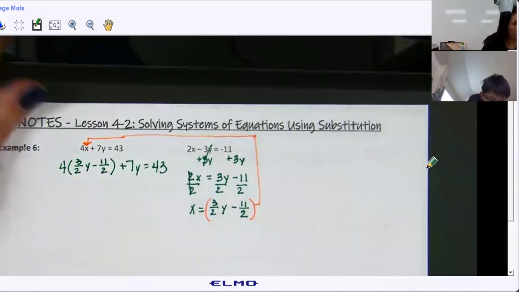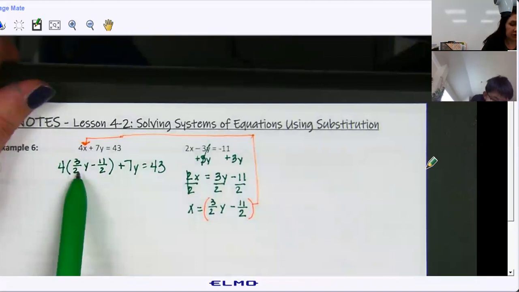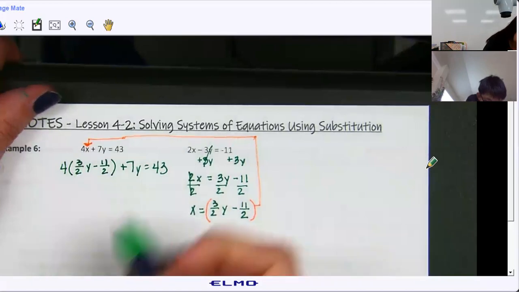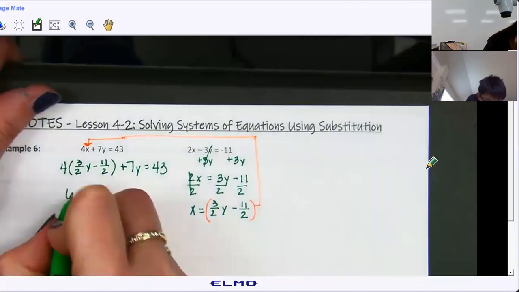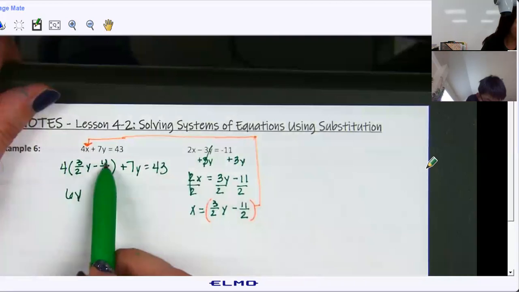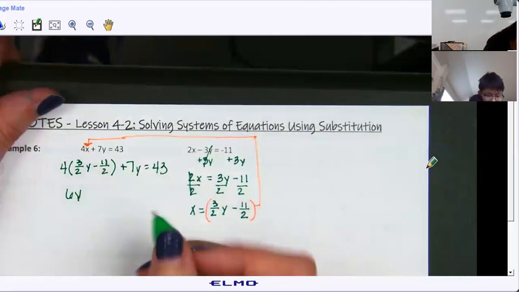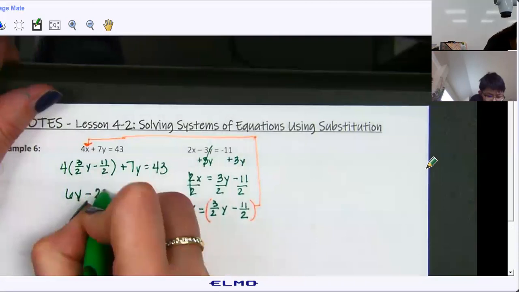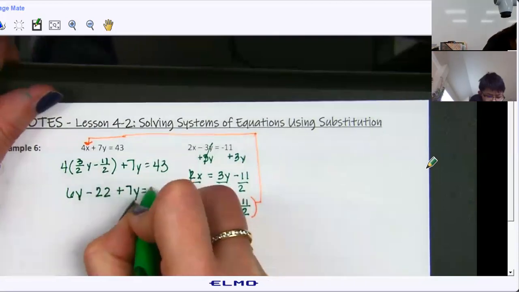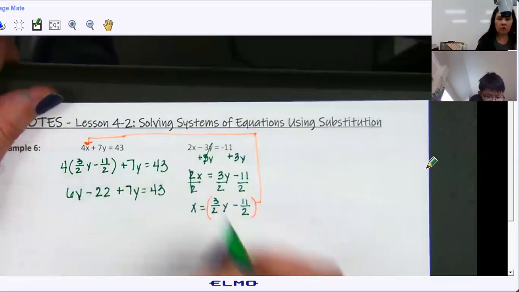So notice here that when I multiply by my fractions, 4 times 3 is 12. 12 divided by 2 is 6. So I've gotten rid of my fractions by doing it this way. So I have 6y. 4 times negative 11 is a negative 44. Negative 44 divided by 2 is a negative 22. So minus 22. I like that. You could cross simplify too.